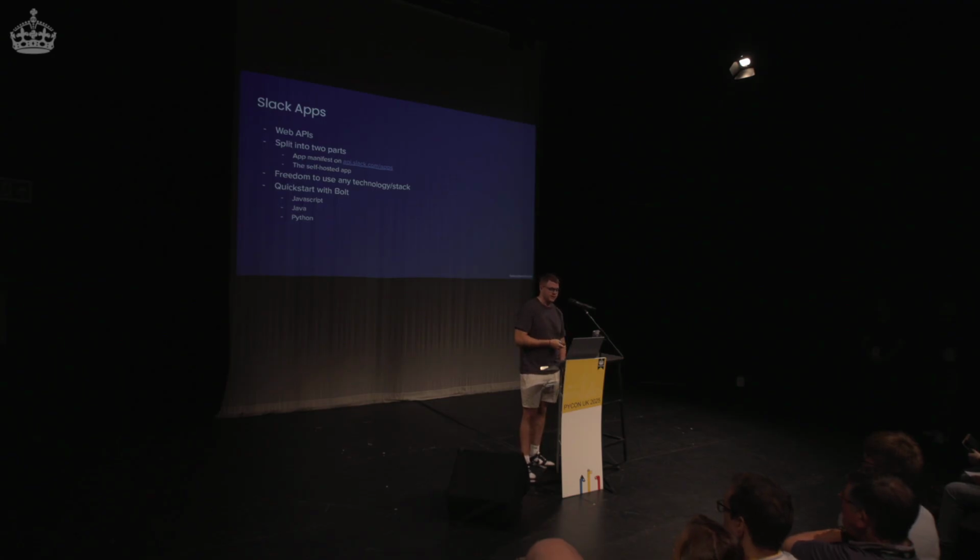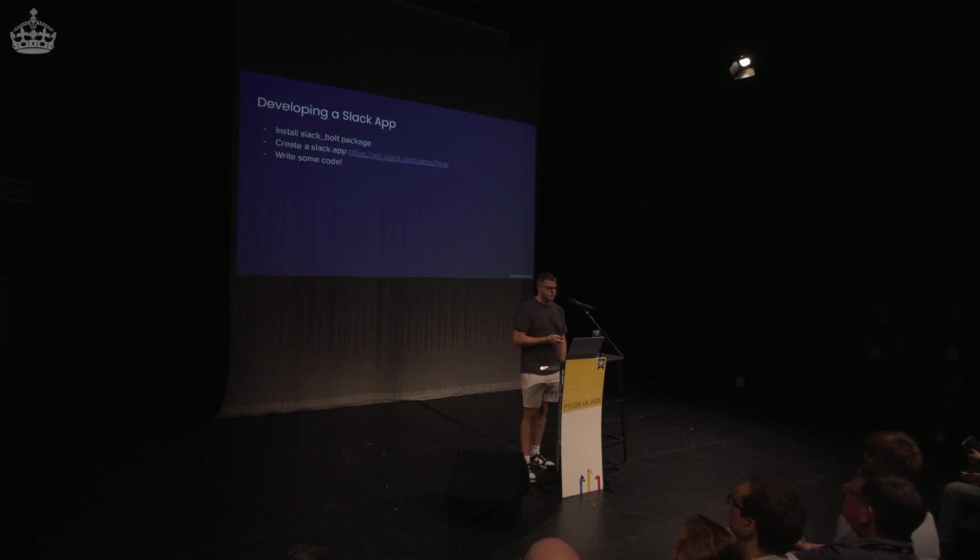Then you have the actual code part, that's the self-hosted part. Now the brilliant part of that being up to you is that you have the freedom to use any technology or stack you want. You could write this in C or Java or whatever you want. But if you wanted to use JavaScript, Java or Python, Slack give you this package called Bolt. And what that does is a lot of the heavy lifting for you, so you can focus on the business logic part.